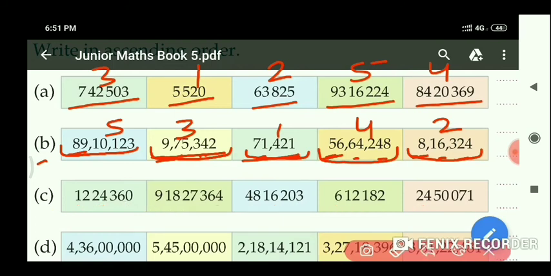Here is coming 6 lakh 12,182. So the first one will be this one only. Then after, check the 10 lakh place digit. Here 10 lakh 12, here is 48, and here is 24.